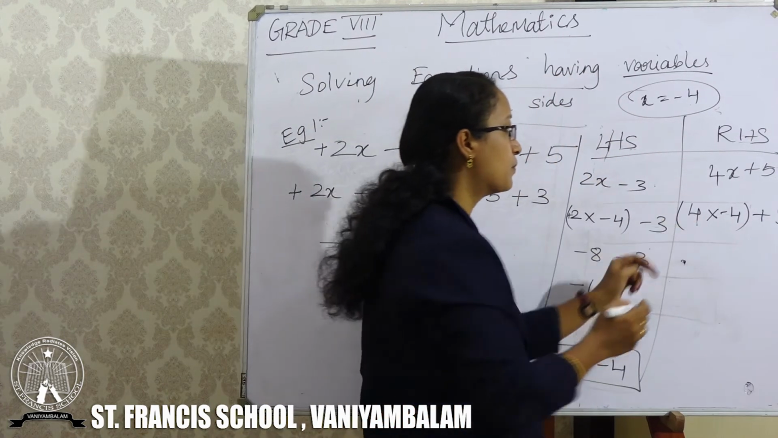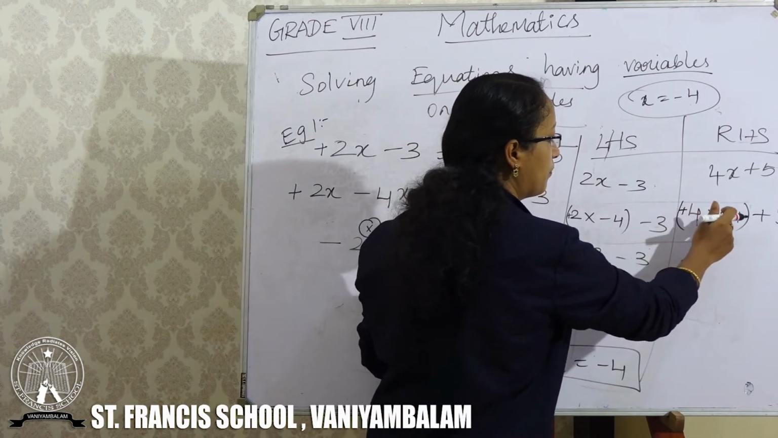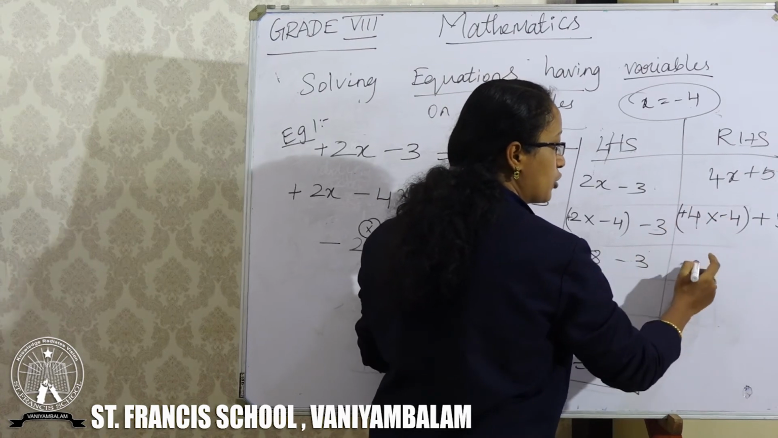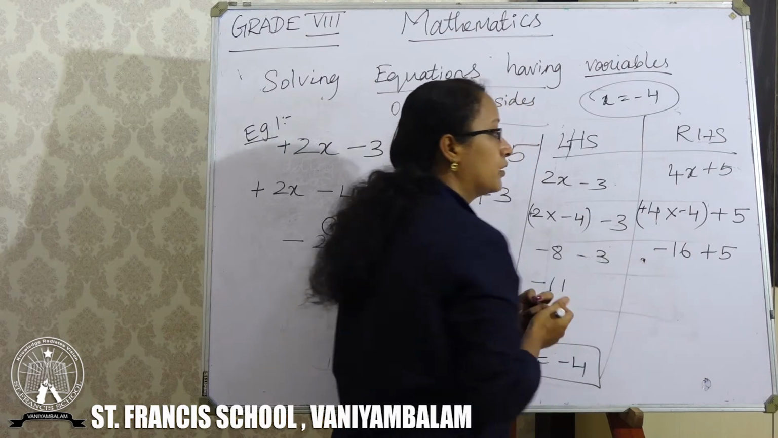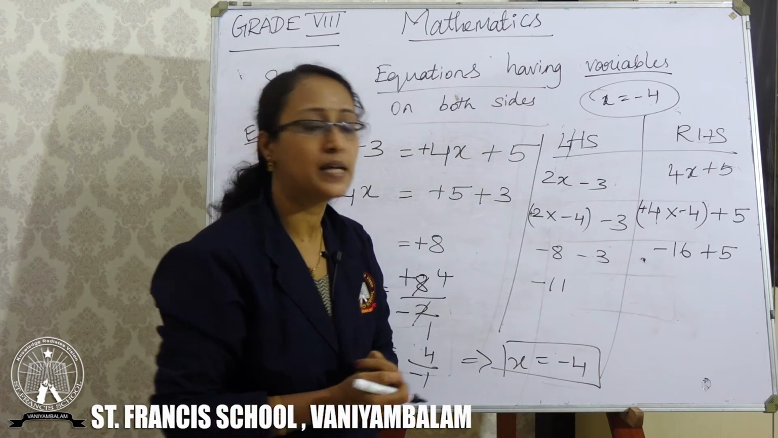What is the symbol for 4? Plus 4, minus 4. Symbol multiplication: plus into minus is minus. 4 into 4 is 16. So, minus 16 plus 5.